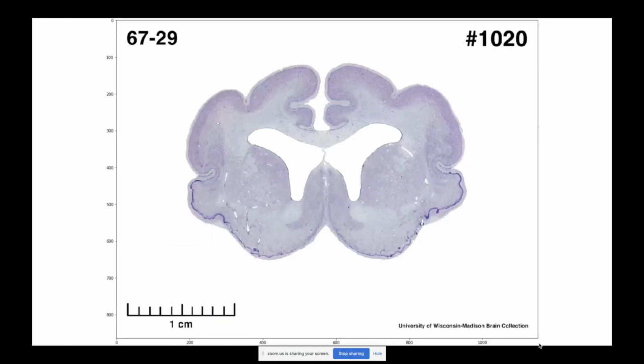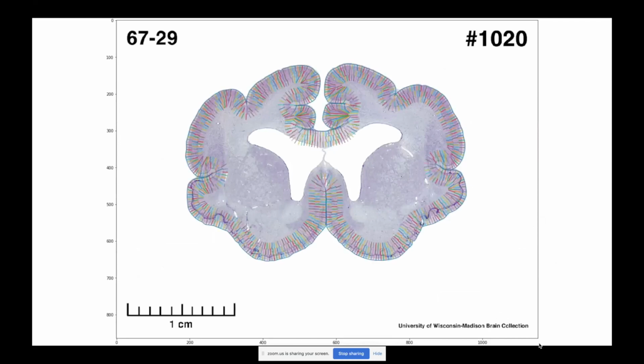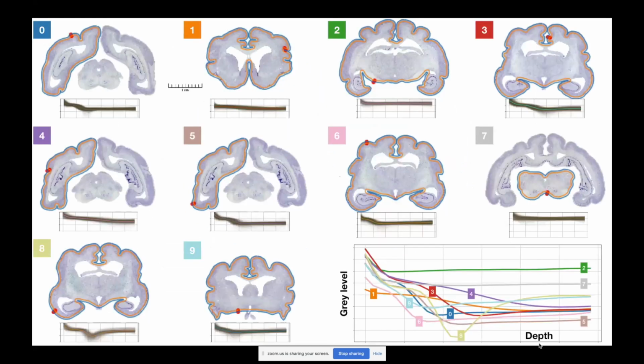Here, for example, is one slice from the giant anteater brain, and this is our annotation of the pial surface. And here you can see the result of our algorithm for the generation of inner contours and the lines we use for measuring the gray level profiles. So you see the indication of the directions where we measure. And we use k-means to cluster these profiles. Here you can see the example of 10 different classes.